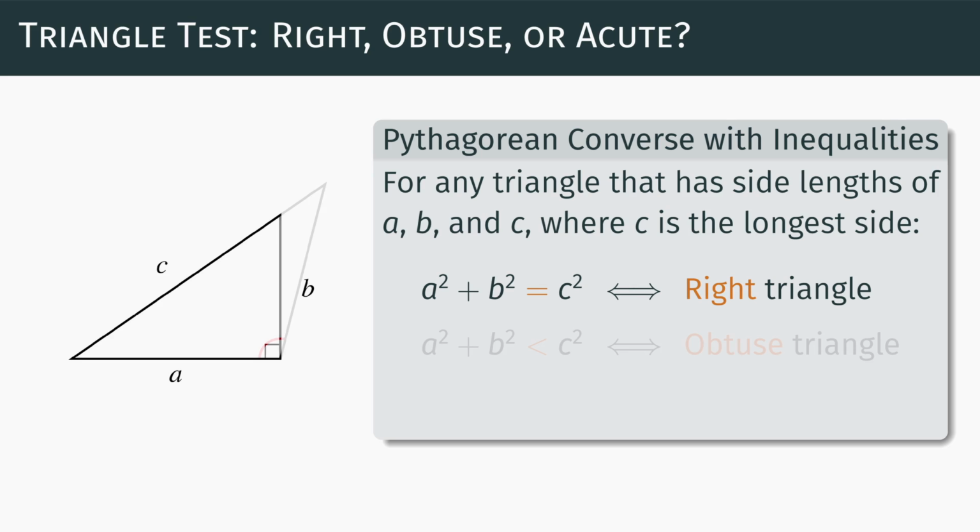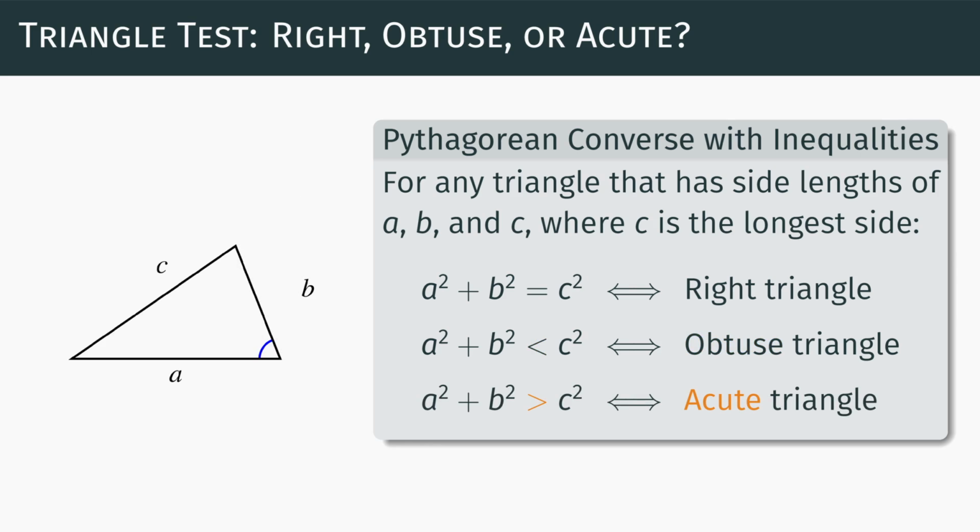But beyond that, we also have that if a squared plus b squared is less than c squared, then we're looking at an obtuse triangle, right? If c has gotten to be the big side, then it means that the angle opposite has to grow larger than 90 degrees. And remember, an obtuse triangle is just any triangle where one of the angles is bigger than 90 degrees.